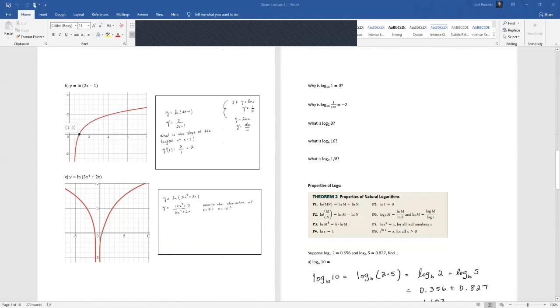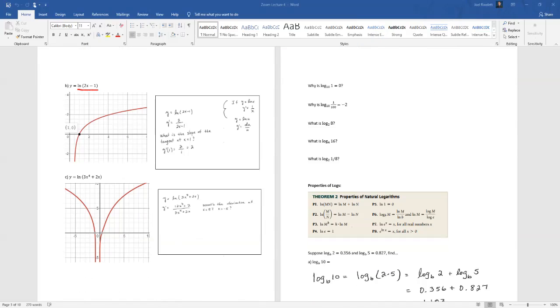Okay, part B here. Here we have y is equal to ln of u. Now, the reason I say this is an ln u is because we have a function here that is not x. So we have u is equal to 2x minus 1. And the derivative of u is just going to be the derivative of all of that.